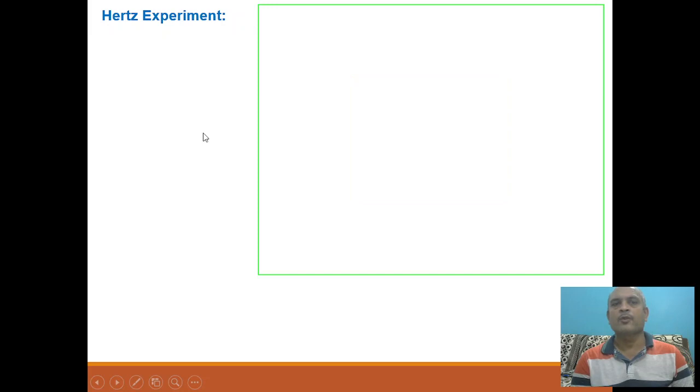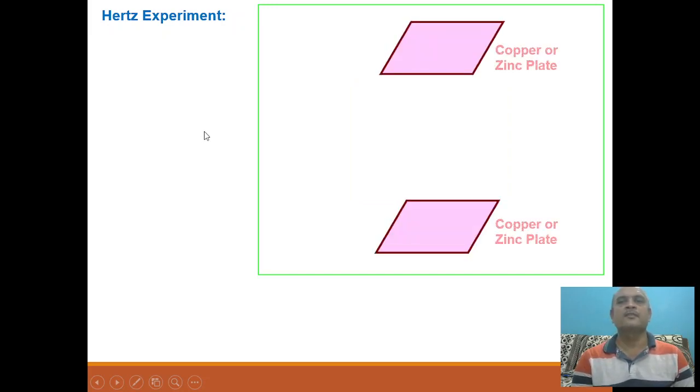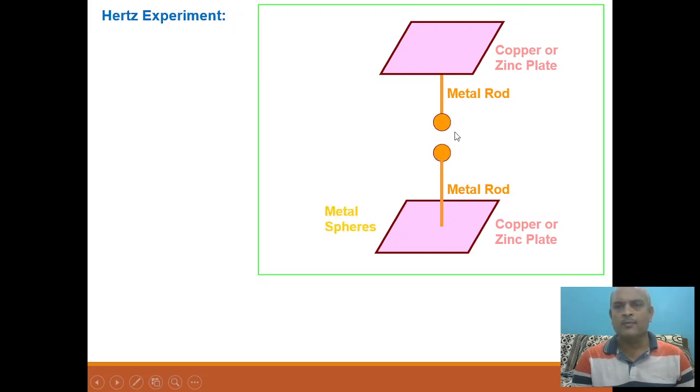He actually showed the demonstration of the production, propagation, and detection of waves. He took two different electrodes, like one of copper or zinc, and separated them. He connected a metallic rod and made a small gap between two spherical balls. There is a small gap, like this. The gap can make the conditions for sparking.